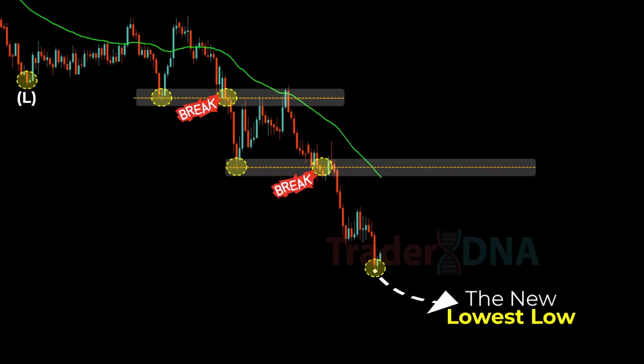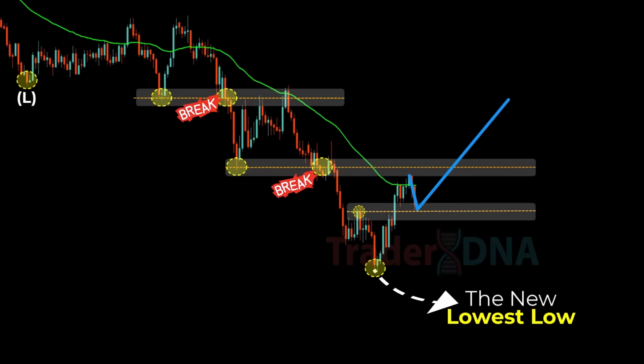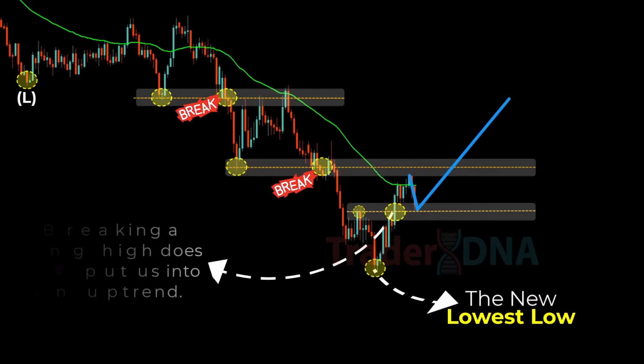Look closely. At one point, price actually pushes upward and moves above a previous swing high. And a lot of people instantly freak out and assume, okay, that's it. The trend is reversing. But that's not how this strategy works. Breaking a swing high does not put us into an uptrend.